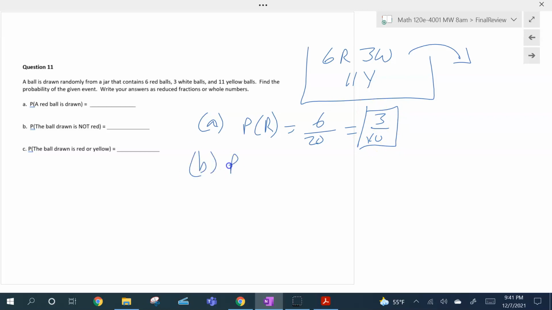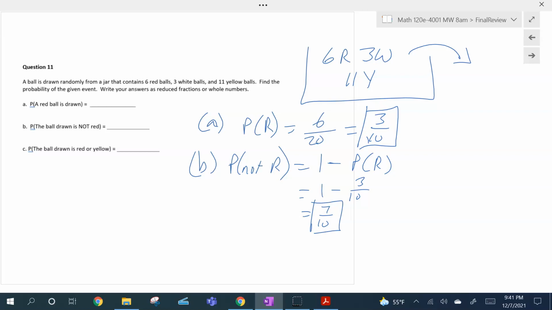B, what's the probability you do not get a red? Well, that's 1 minus the probability that I do get a red. So 1 minus the 3 out of 10, so 10 out of 10 minus 3 out of 10, 7 out of 10. You can also say, since it's not red, it's white or yellow. So there's 14 of those total. 14 out of 20 is 7 out of 10.